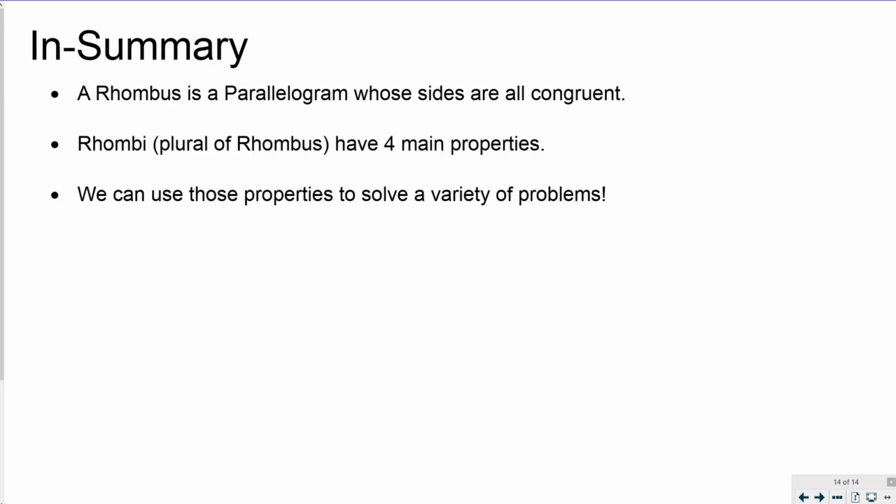So that's it for the properties of rhombi, guys. Remember that a rhombus is a parallelogram whose sides are all congruent. Rhombi, plural of rhombus, have 4 main properties, and we can use those properties to solve a variety of different problems, as you've seen.